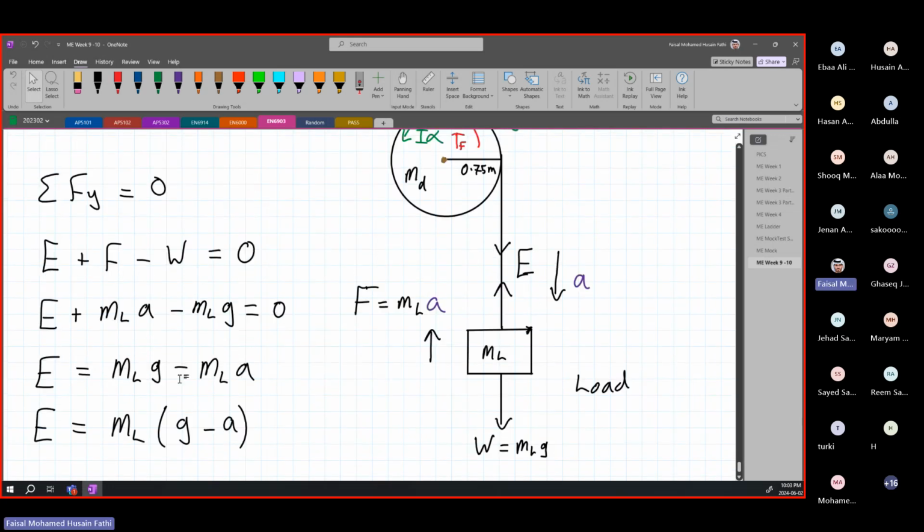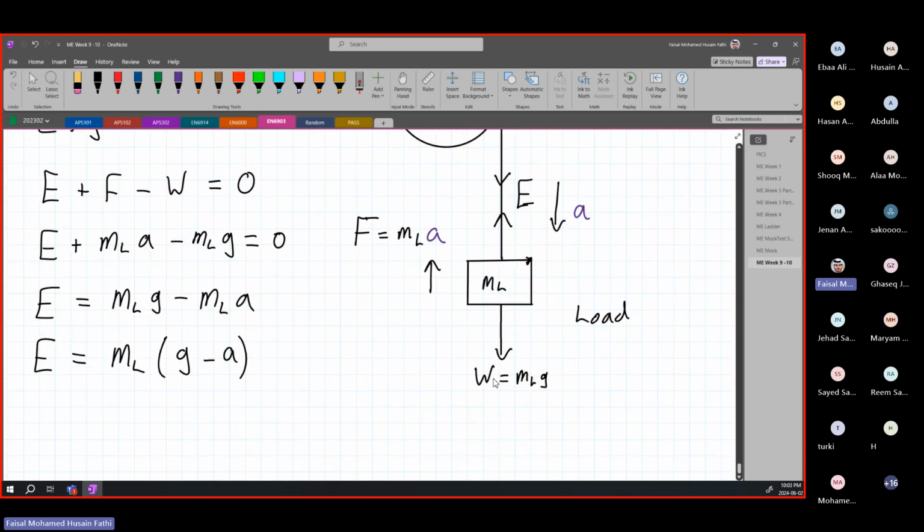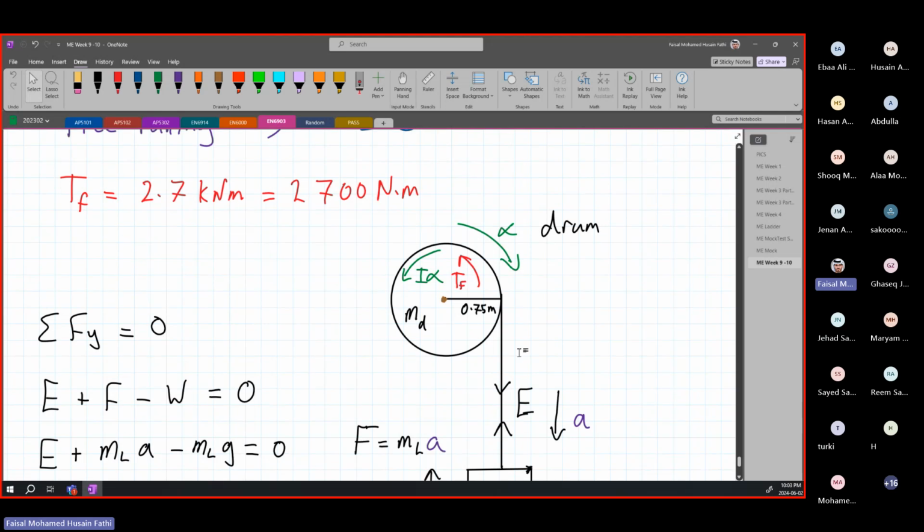So now we did our analysis. Now you notice we have a negative because the direction of this force changed, and the weight will always be downwards no matter what. All right. Now, let us look at the drum. Let's look at just the drum.